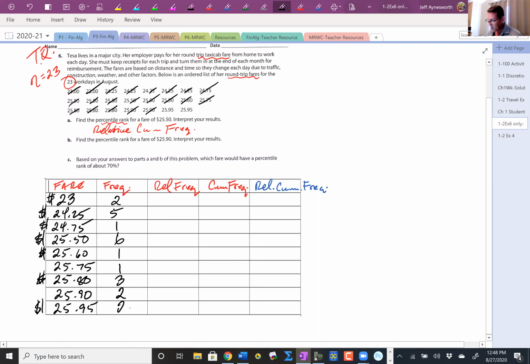Okay, so we're writing down how many fares we have of each type. That's the number of each. That's called frequency. How many times it occurs.